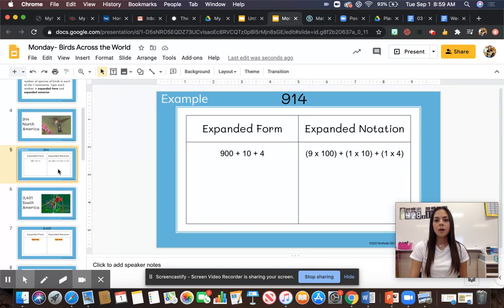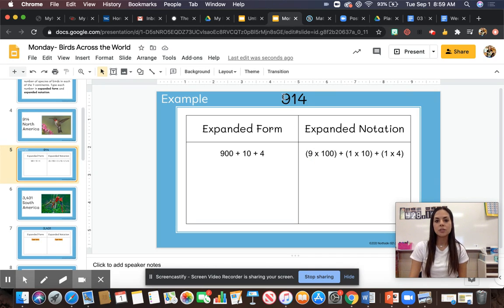Okay, so I want to show you the difference between what expanded form looks like and what expanded notation looks like. Okay, so we took the number 914, and the first thing I did was write it in expanded form. So 900 plus 10 plus 4 is this number in expanded form. Okay, and then on this side is the expanded notation.